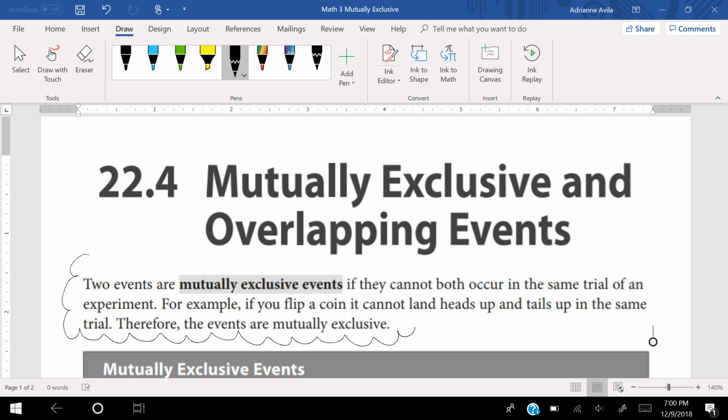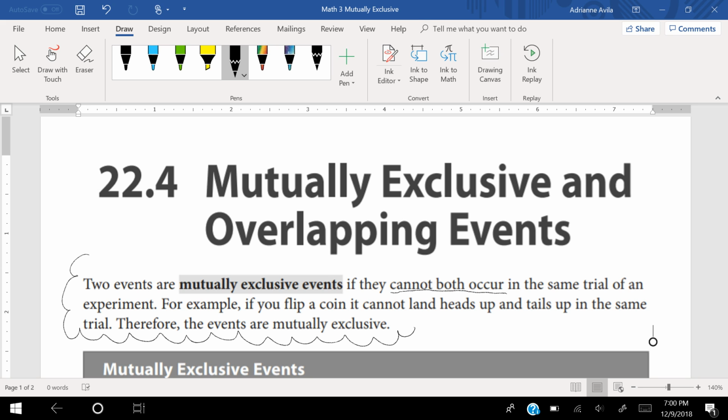So two events are mutually exclusive if they cannot both occur in the same trial. Okay, so they cannot both occur in the same trial of an experiment. An example of this would be if you flip a coin, it cannot land up on heads and tails at the same time. Therefore, the events are mutually exclusive.